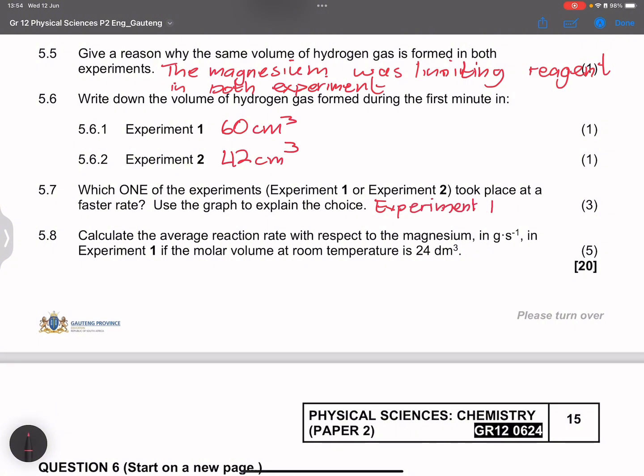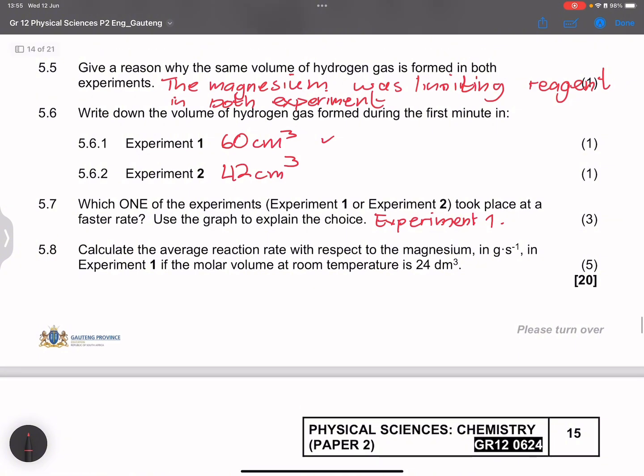Right, and do note, they want us to explain why that is the case. That we produced more hydrogen in experiment 1 within the same amount of time. So we saw that the amount of hydrogen that was made in 1 minute was much higher than the one that we made in the other one. Now in the other experiment, we can explain that way.